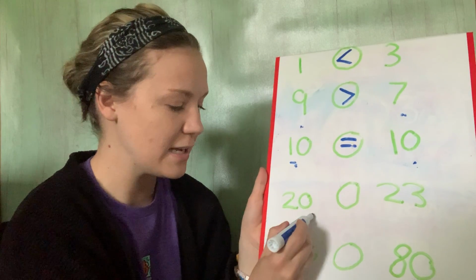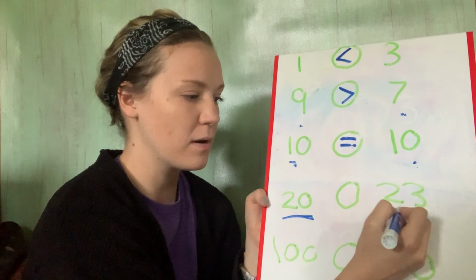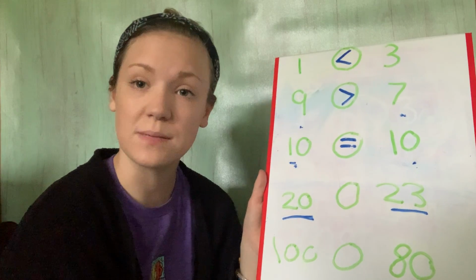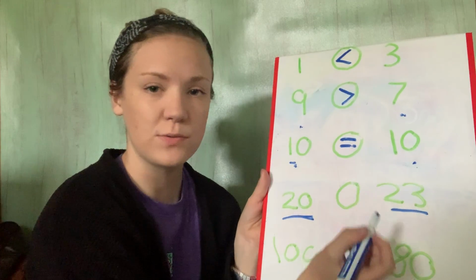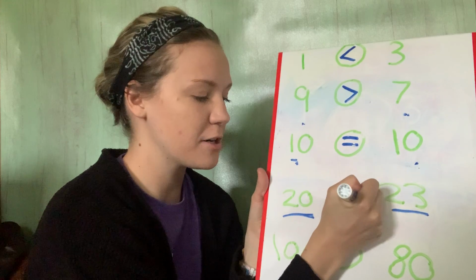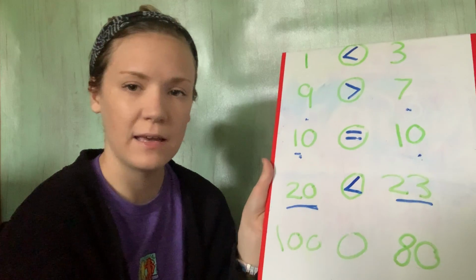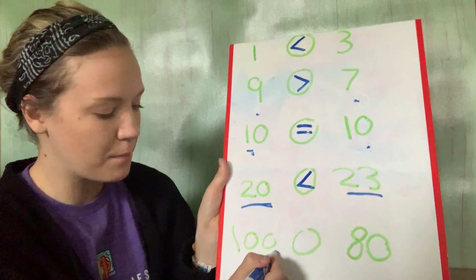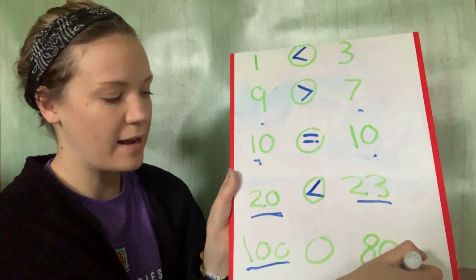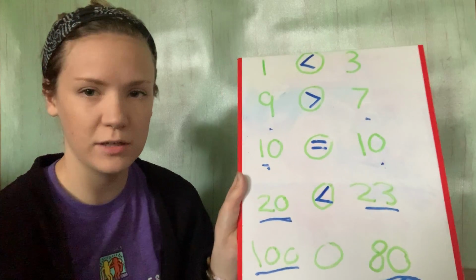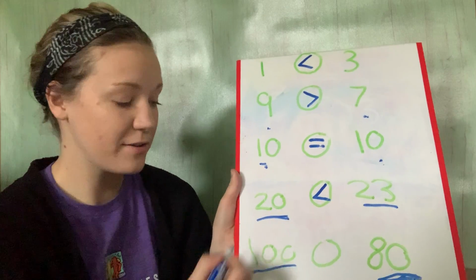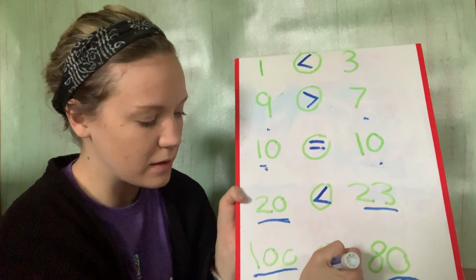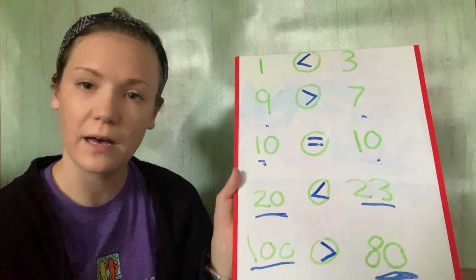I've got the number 20 and the number 23. Which one do you think is bigger, 20 or 23? So 23 is going to be bigger. I'm going to draw my shark's mouth open towards that 23. And then we're going to do our last one. We've got the number 100 and we've got 80. Which one is bigger, 100 or 80? So 100 is actually going to be the bigger one. So I'm going to draw my shark's mouth to be open, okay?